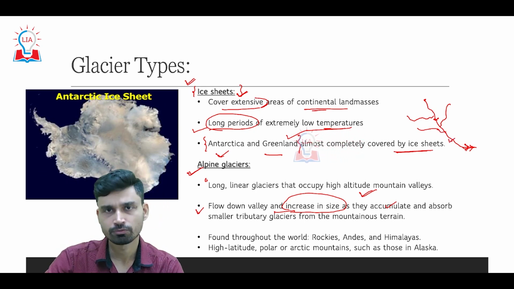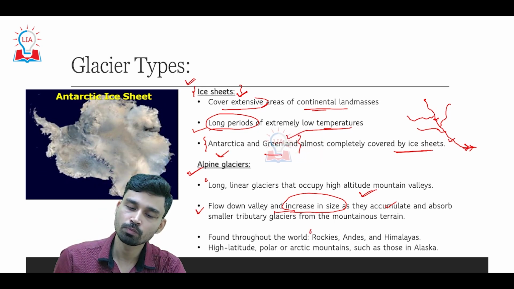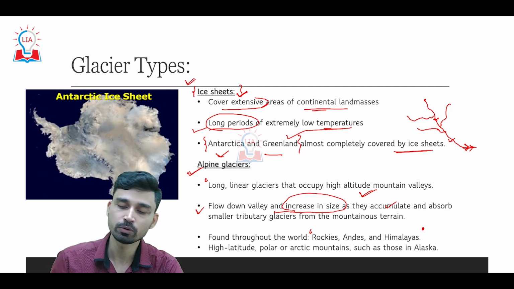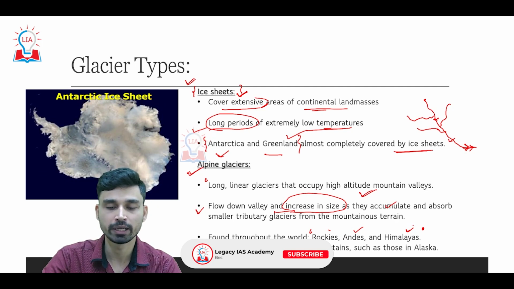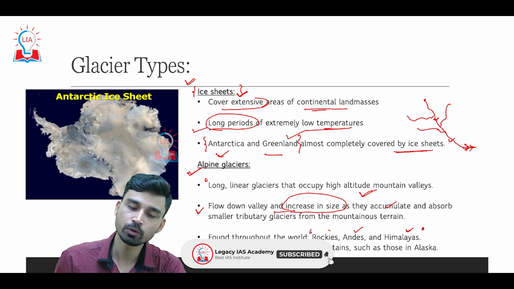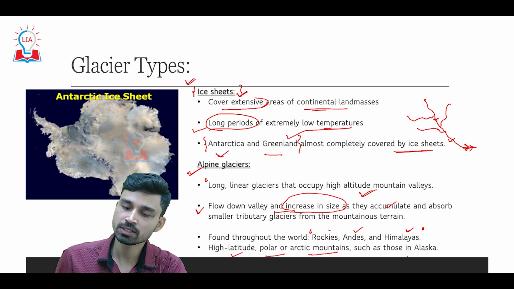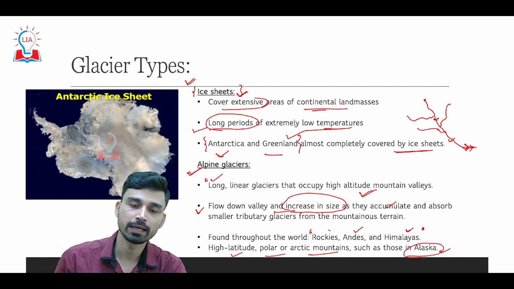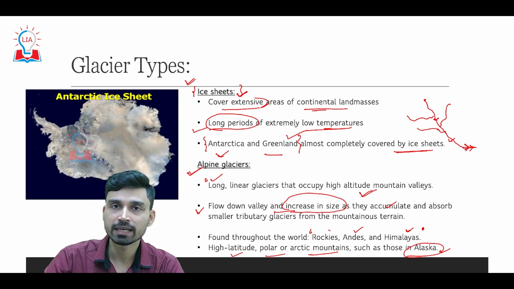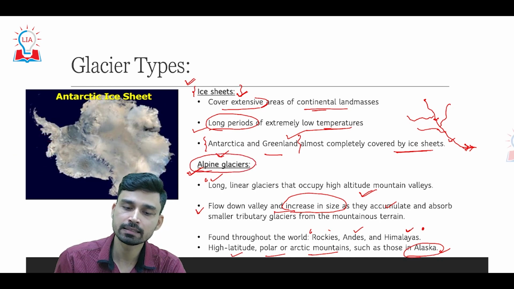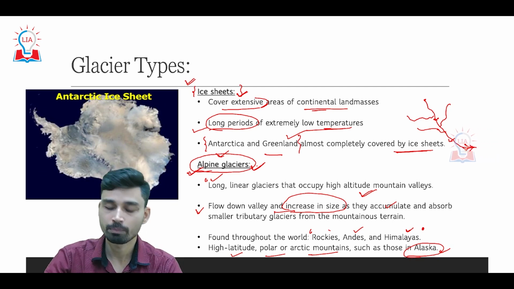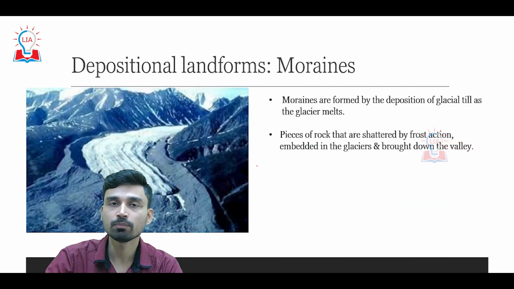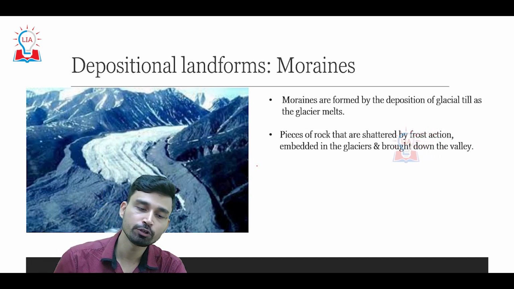Alpine glaciers are found across major high altitude mountains of the world such as the Rockies in the USA, the Andes in South America, and the Himalayas in Asia including India. Glaciers are also found in high latitude, polar or Arctic mountains such as those in the Alaska ranges. It is due to the movement of these two kinds of glaciers that we see development of depositional landforms. However, in modern circumstances the flow of alpine glaciers predominantly leads to the development of the depositional landforms.